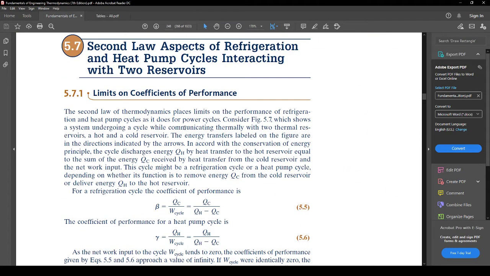It says the second law of thermodynamics places limits on the performance of refrigeration and heat pump cycles as it does for power cycles. Consider 5.7, which shows a system undergoing a cycle while communicating thermally with two thermal reservoirs, a hot and a cold.